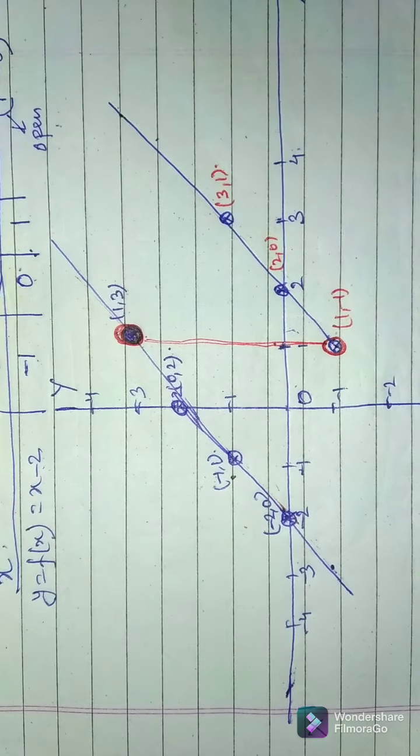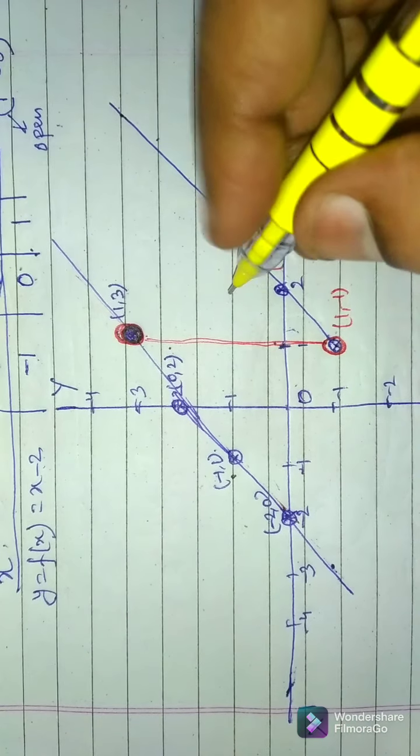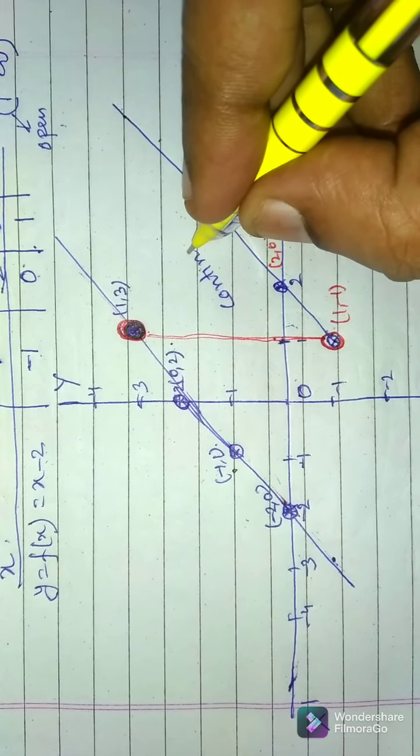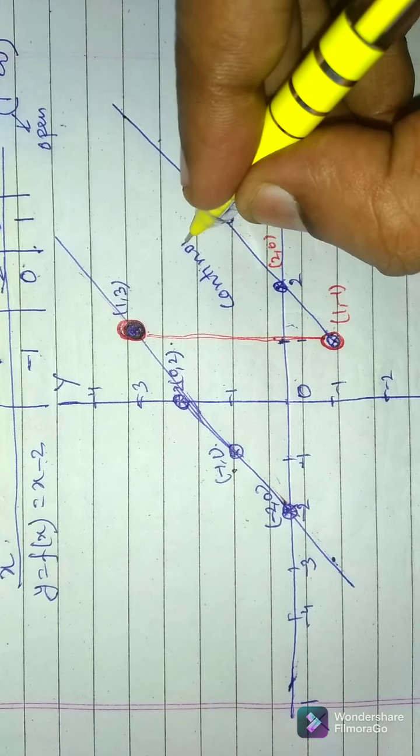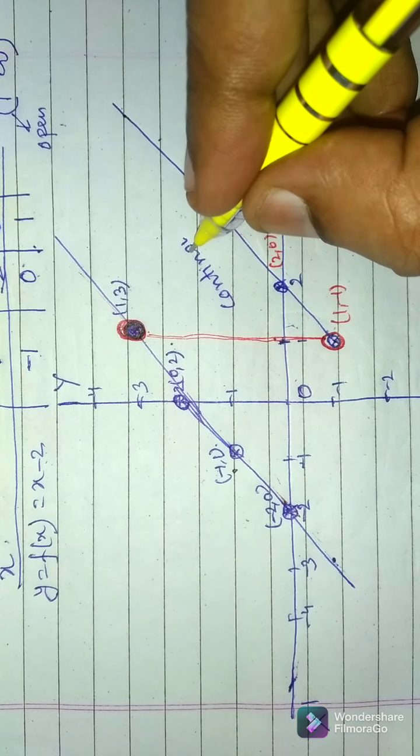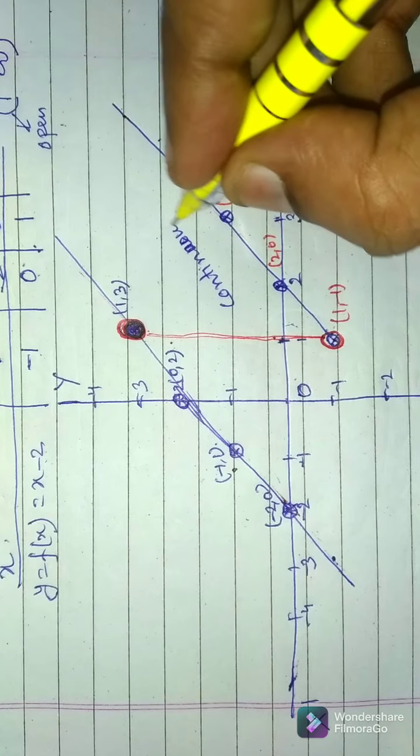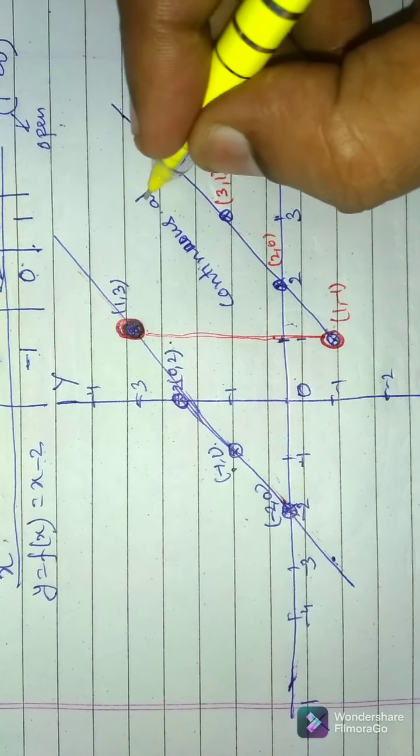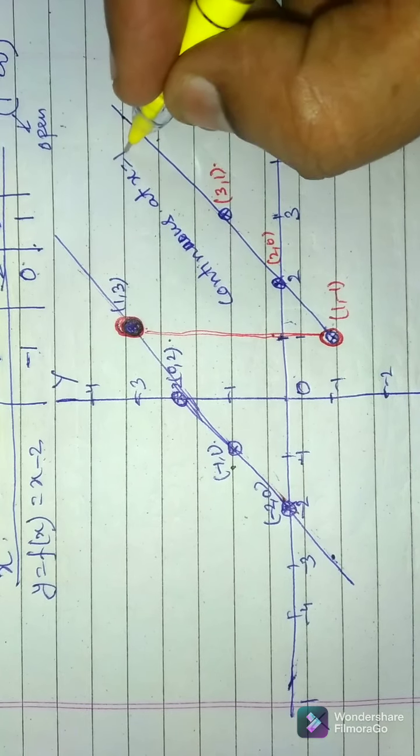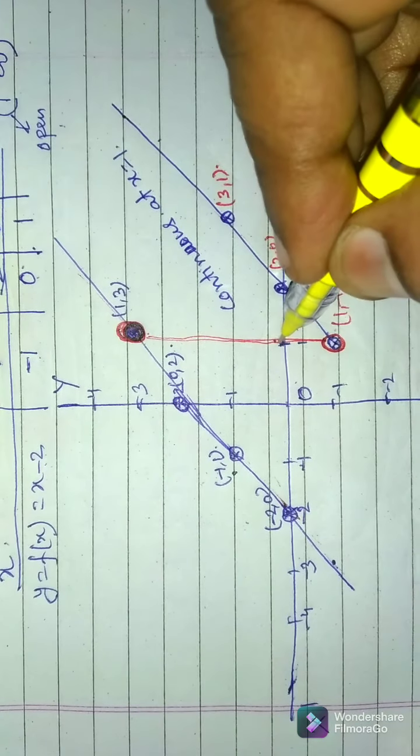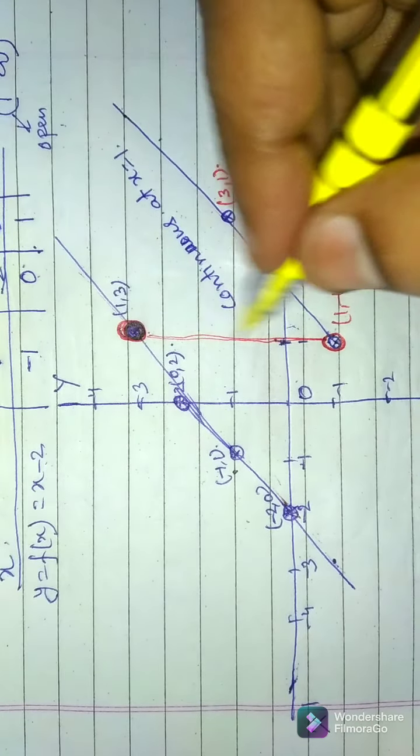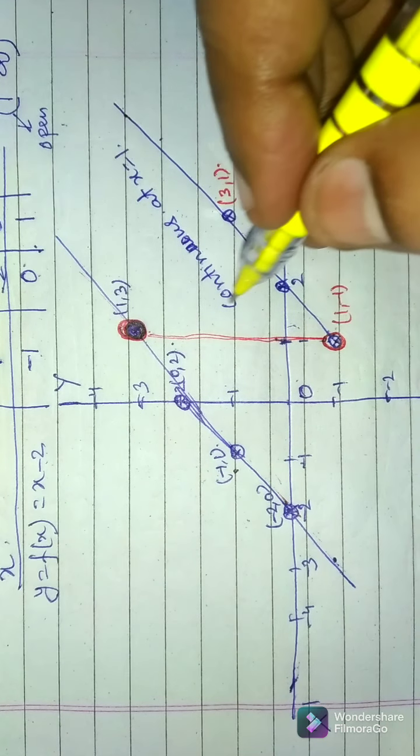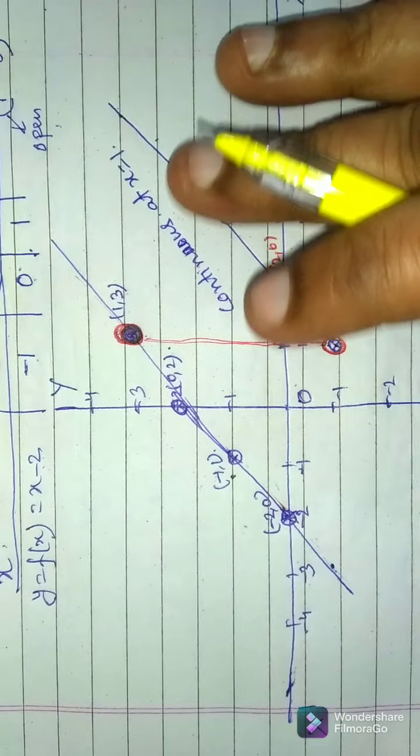This means that the function is not continuous at the point x is equal to 1, because at the point x is equal to 1 we have to lift the pencil or pen, whatever it is. So this is the graphical.